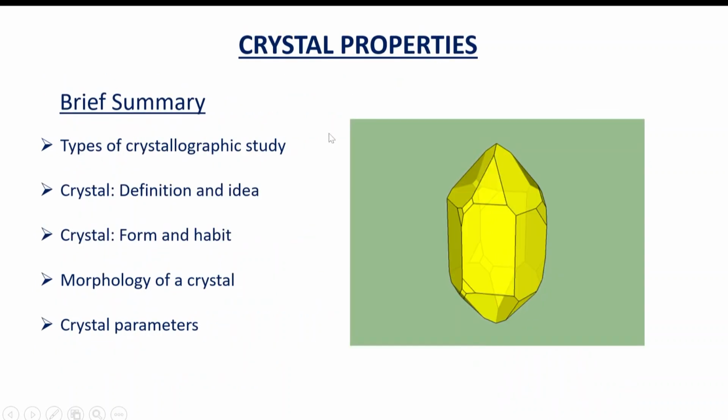So just to summarize the first part, we have looked into the different types of crystallographic study: crystal, its definition and idea; crystal, its form and habit; then crystal morphology, and also the crystal parameters like the Weiss parameter and the Miller indices.